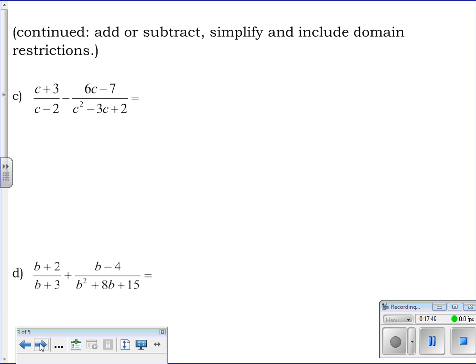What do I need to do first? I need to factor my denominator. First one is, second one isn't. Second one, 2 numbers that multiply to give me 2 and add to give me negative 3. Ooh. C minus 2, C minus 1. That's my new denominator. And what are my domain restrictions now? Because we always factor before we do domain restrictions. What are they? C can't be 1 and 2.